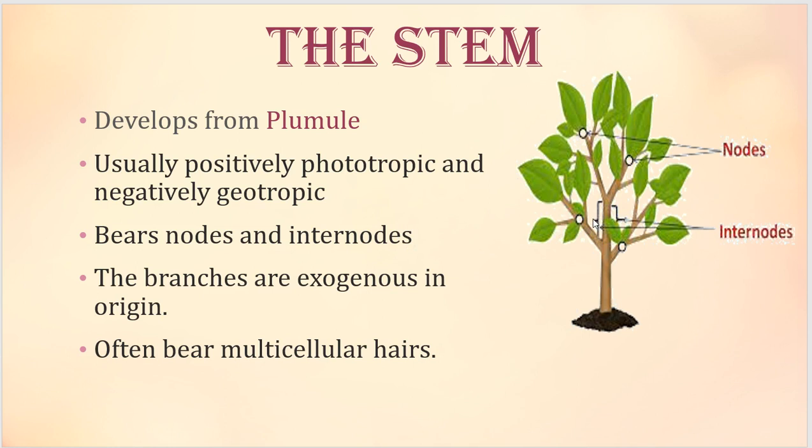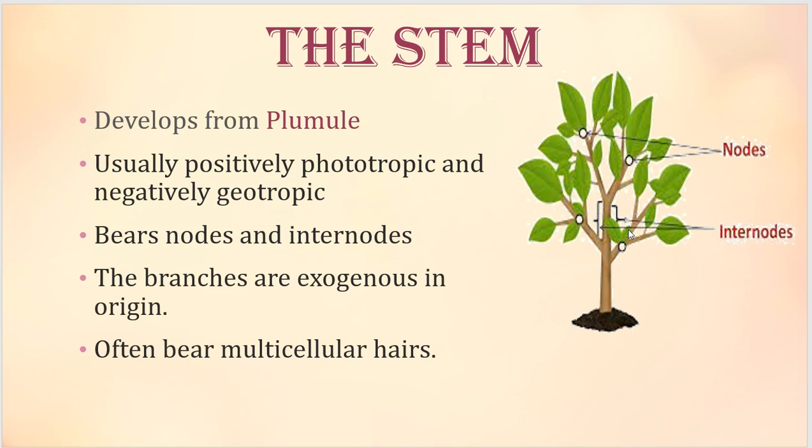So nodes and internodes are very prominent in the stem. And the branches are exogenous in origin. They are formed from the superficial structures. They are exogenous in origin. And the stem or the shoot system very often bears multicellular hairs or other appendages. Okay, so these are the characteristics of the stem.